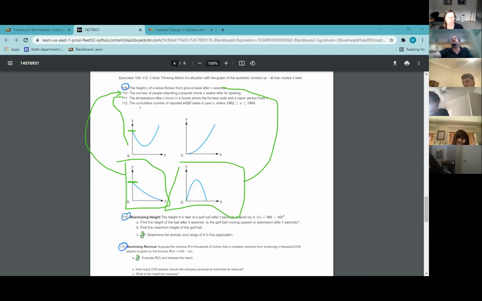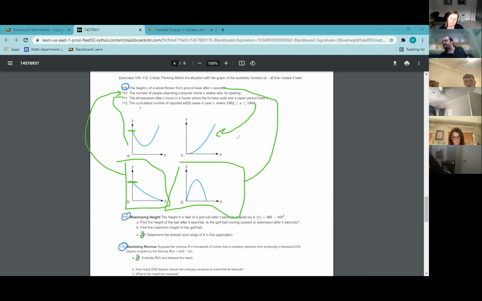That's right. And then 112 is the cumulative number of reported AIDS cases in years X, where it's between 82 and 94. So basically during the AIDS epidemic is the last one, right? C, yeah. 112 is C, teacher, right? 112 is C, that's it. Yep.